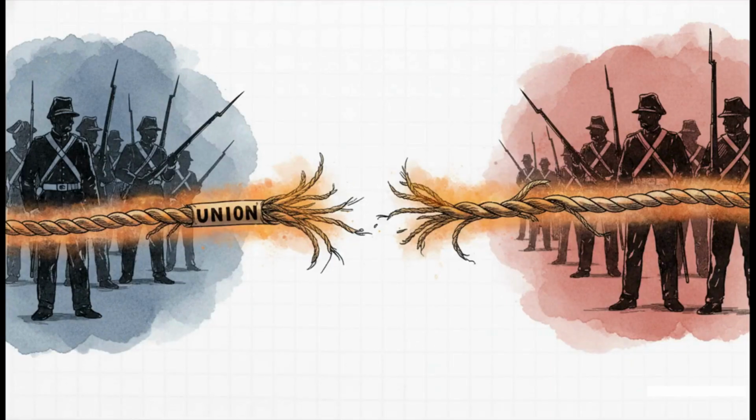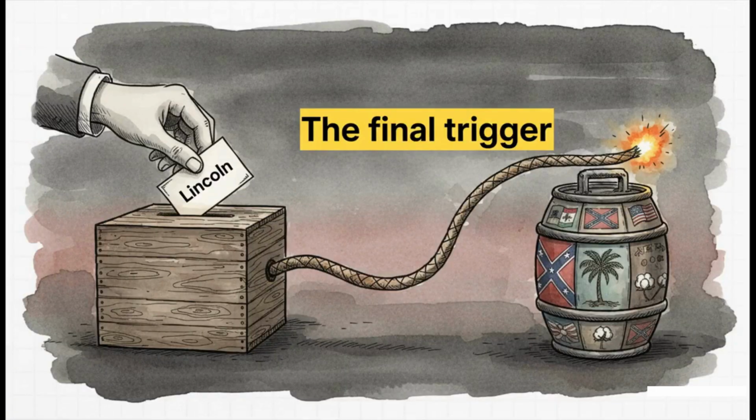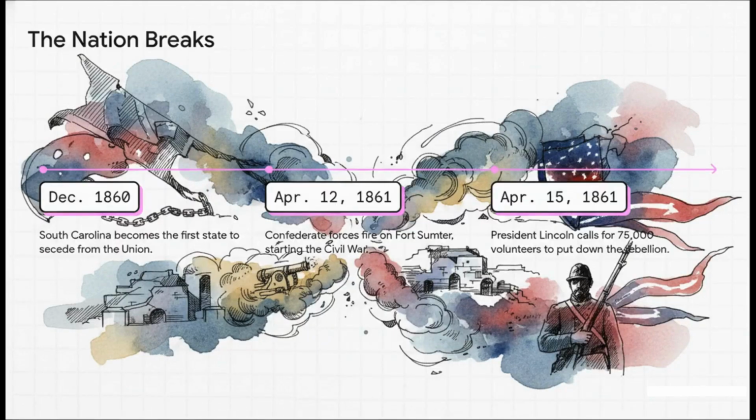But you can only do that for so long. Eventually, the compromises just weren't enough. And then Abraham Lincoln got elected. For the South, his anti-slavery stance was the last straw. Southern states started leaving the Union, and that led directly to war, a conflict to decide everything.